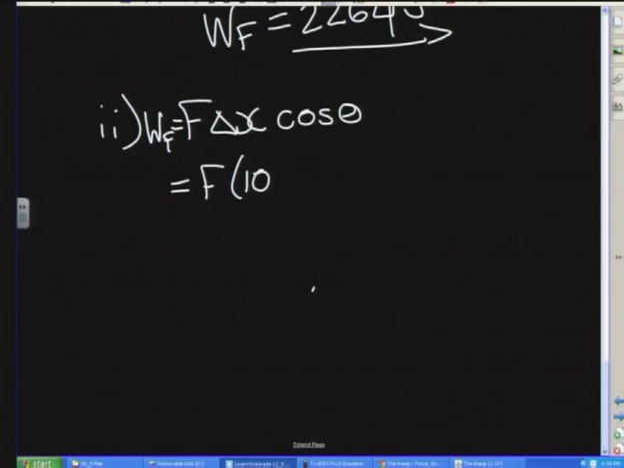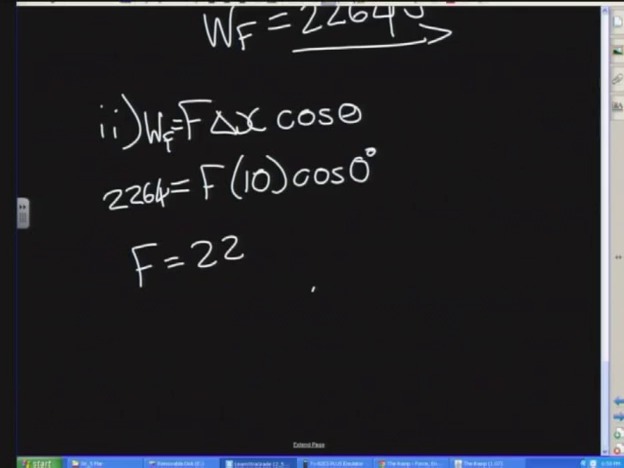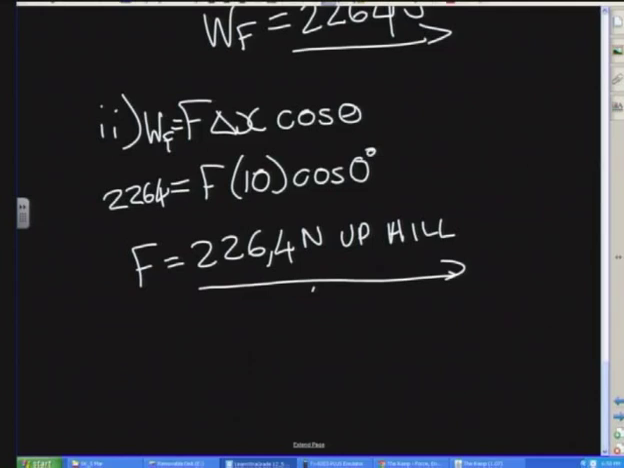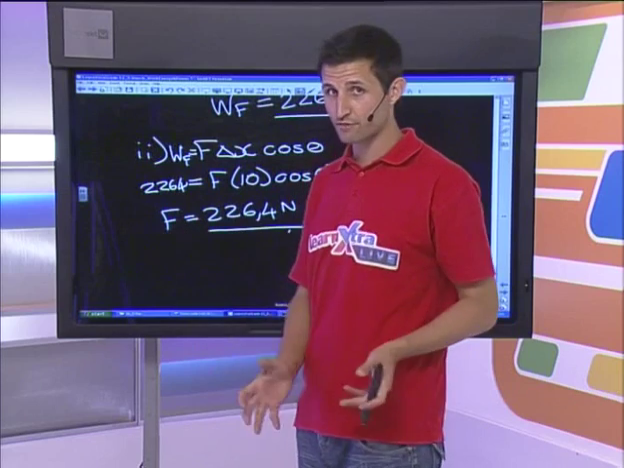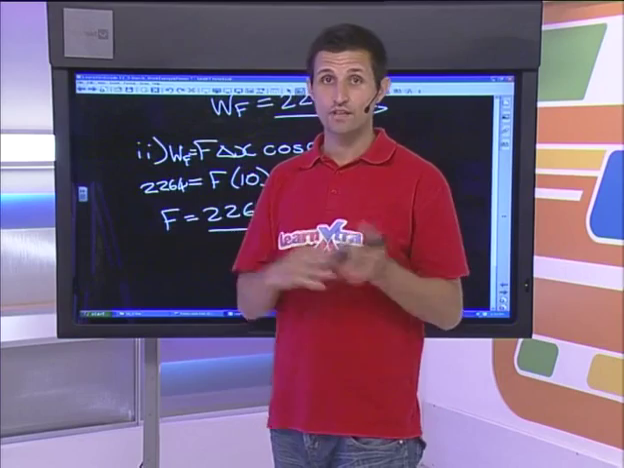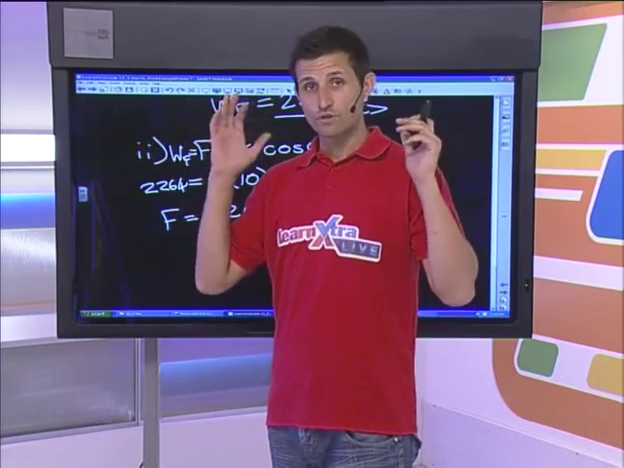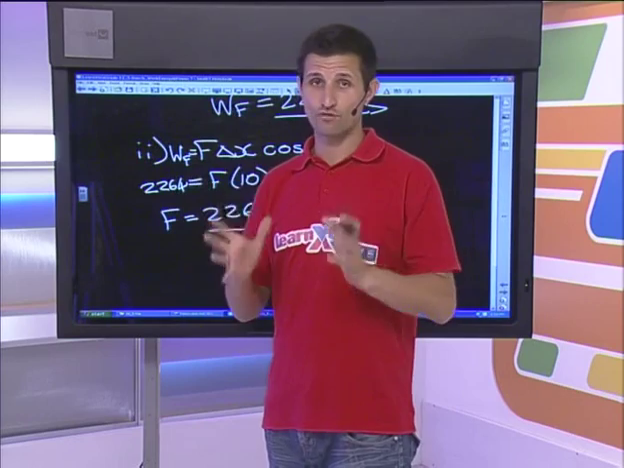But lucky for us, I'm looking for F. My displacement is 10. Cos theta is cos of 0 degrees. And my work is 2264. And what that allows us to do is divide through by 10. And my force is equal to 226.4 newtons up the hill. Now, guys, that's what you need to calculate the power. Go for it. I want you to try and use the applied force, the force pushing the wheelchair up the hill. Using the velocity, you can work out the power of Paul.